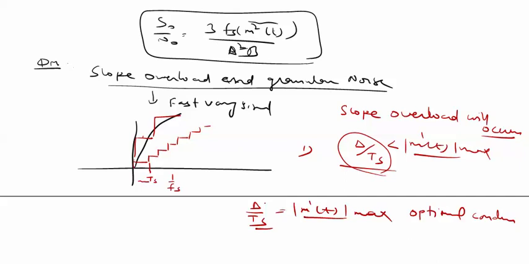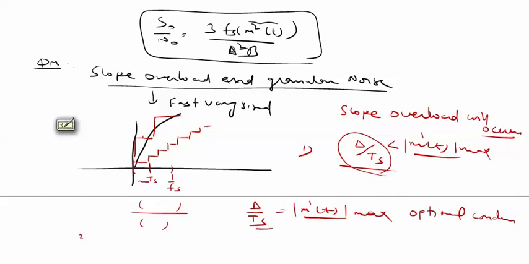The problem arises due to a fast varying slope. The variation of the slope is very fast, meaning slope, tan theta, is very high. A fast varying signal means that within a small fraction of time the change in amplitude is very large. In the optimum condition everything is okay, no slope overload occurs and no error occurs.